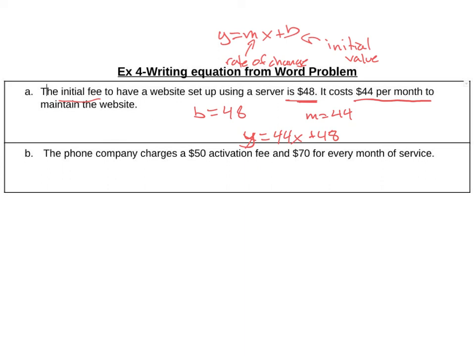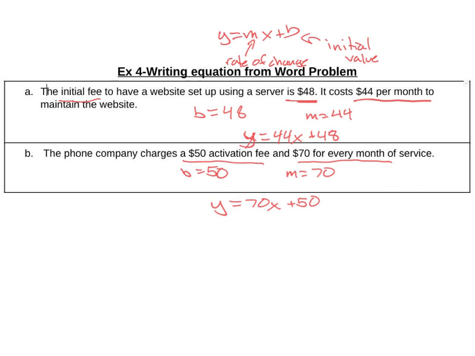So if the phone company charges a $50 activation fee, $70 for every month. Well, activation, that's kind of like an initial charge. So that's going to tell us an initial charge of $50. And the rate of change is going to basically say $70 per month. So again, plug them in. $70 per month plus that initial activation fee.